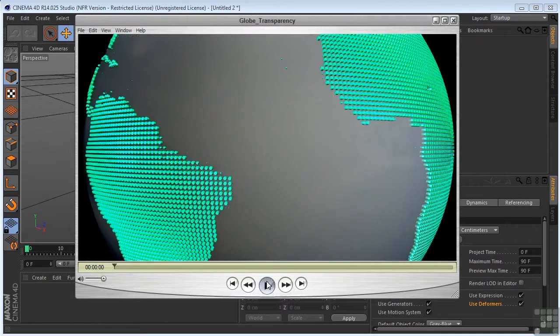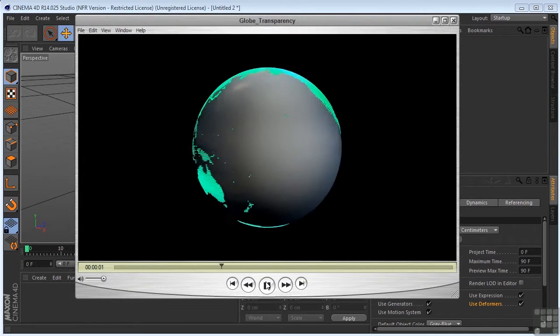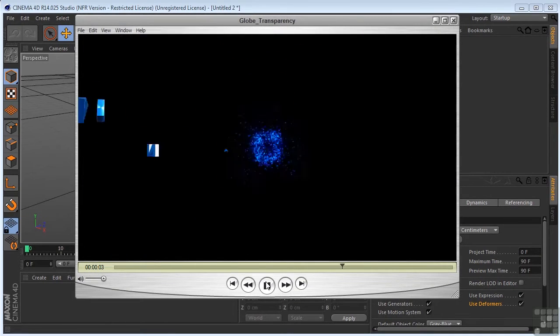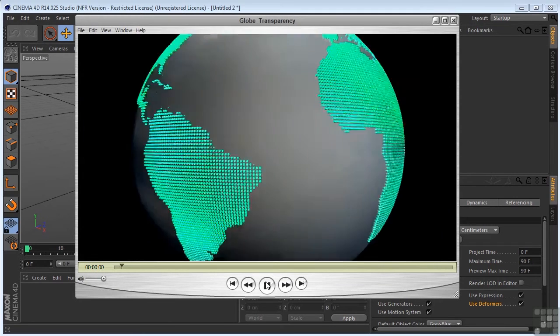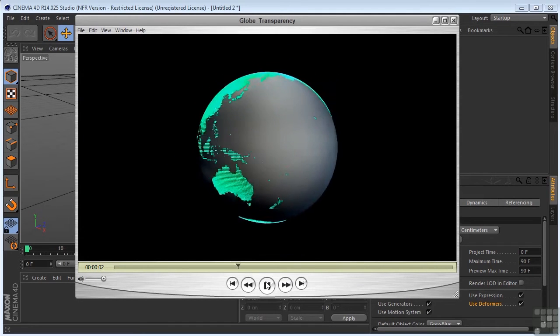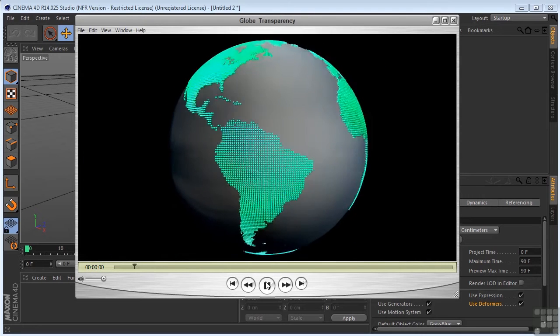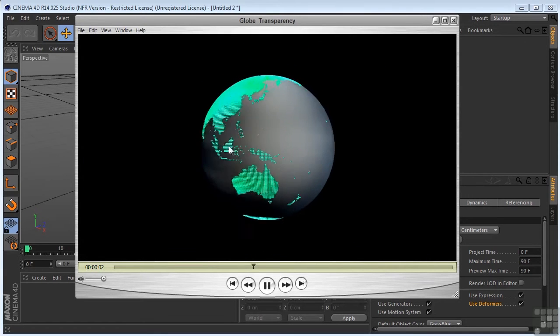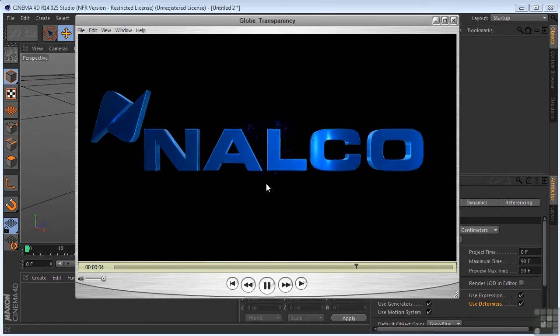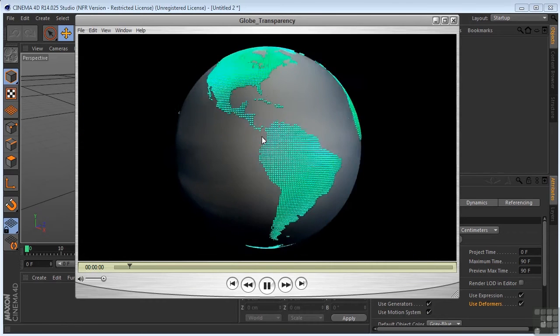Here is another animation. This was all done with Cinema 4D and Mograph. So the way that the sphere not only disappears and the way that the Nalco animates in, sort of comes in from nothing, also the way that the continents are attached to the globe, this is all part of Mograph.